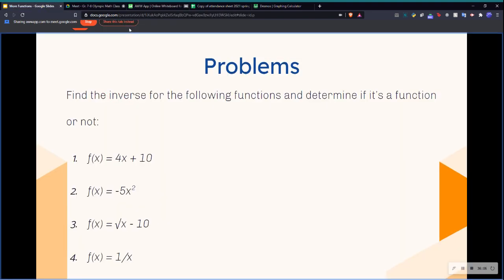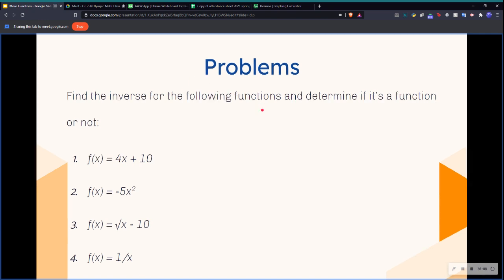Any questions about these problems before we move on? Any questions?